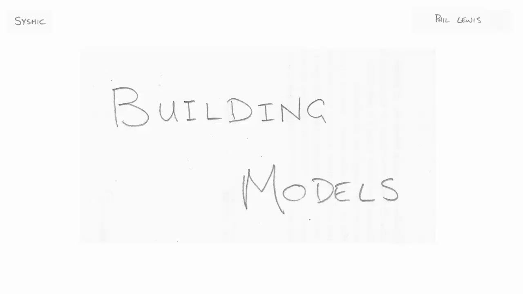Hi, my name's Phil Lewis, and I've put together some slides on the activities and content in the building models section. So the section starts with a discussion of the modelling process.